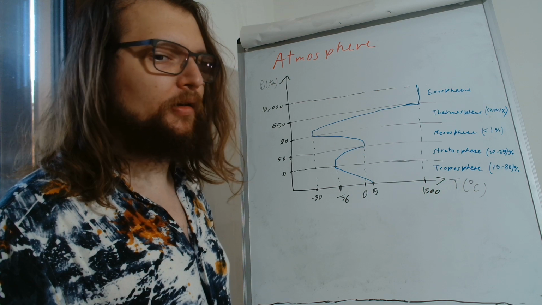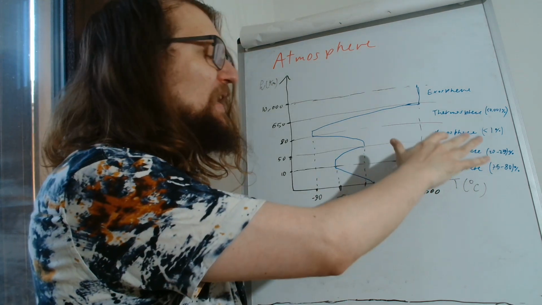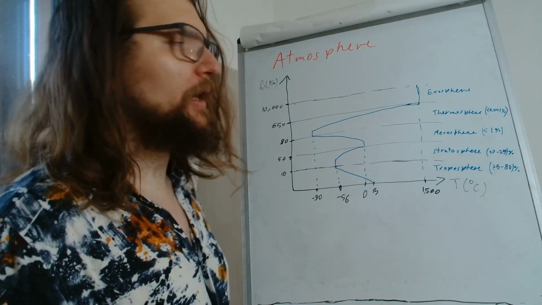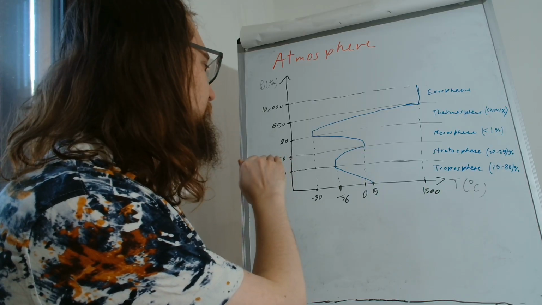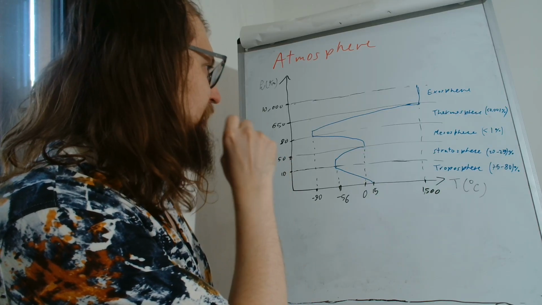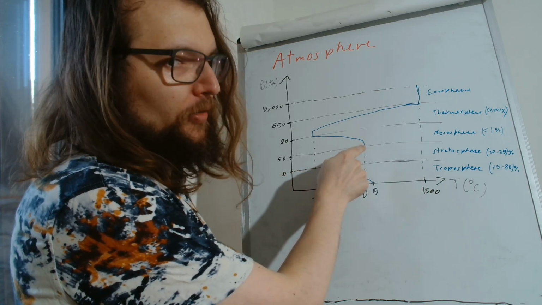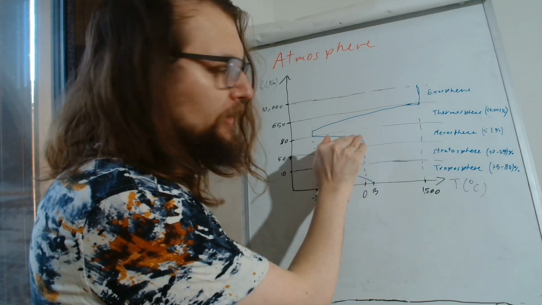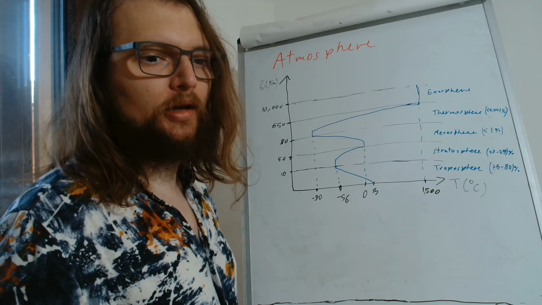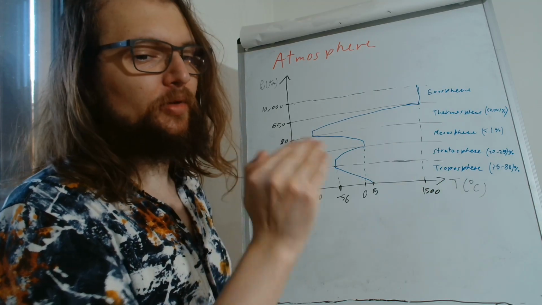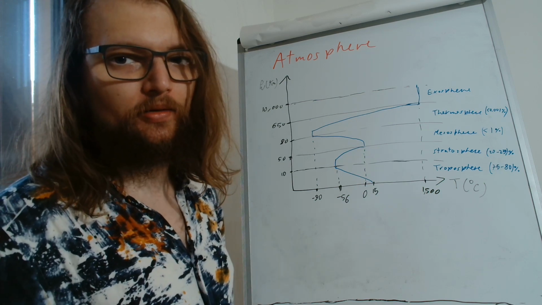Then the mesosphere is where most meteors disintegrate. It contains less than 1% of the total air in the atmosphere, and it goes from 50 to 80 kilometers. And here the temperature drops again. First it is constant at 0 degrees Celsius for a little while, then it drops down to minus 90 degrees Celsius. So the top of the mesosphere reaches the lowest temperatures on Earth.